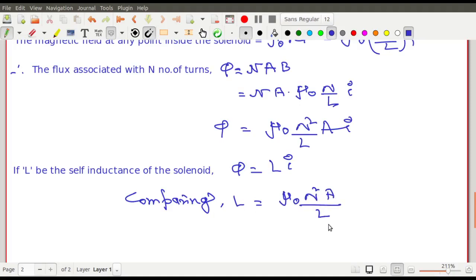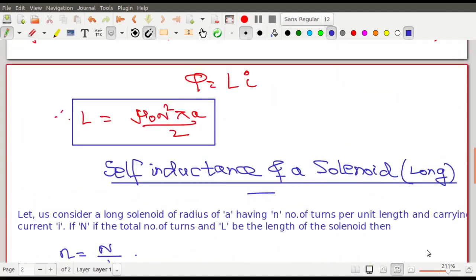And I definitely hope that this is what you have done in your higher secondary classes. It is just a recapitulation of those ideas, and you will definitely learn something new over here. And this A you may write as pi a square if you wish. So this is all you need to know about self inductance. I have done it for a circular coil and for a solenoid. Okay, fine.